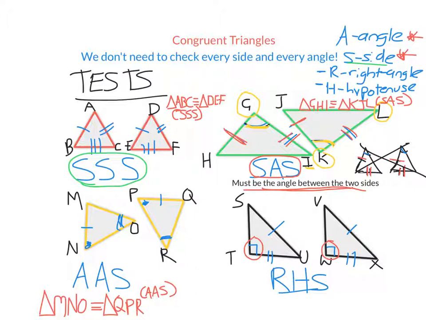So here we have 2 pairs of sides and a right angle. Note SU, this one here is the hypotenuse, VX is the hypotenuse. So the second triangle, the one on the right, is just a translation of the one on the left.